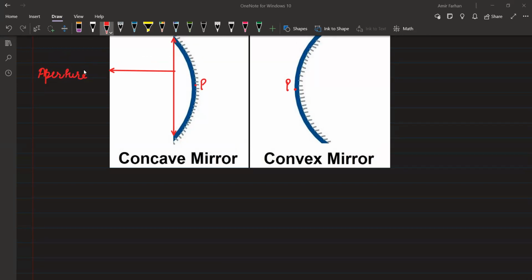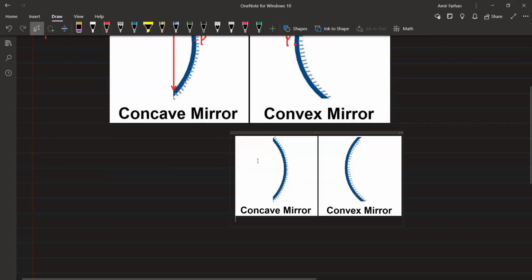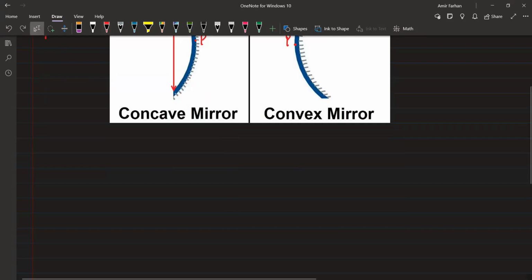Okay, let me explain all the things related to mirrors, that is what is focal length, what is image distance, and all the things. So let's understand this topic using the concave mirror. Just a second. Concave mirror part. Okay.